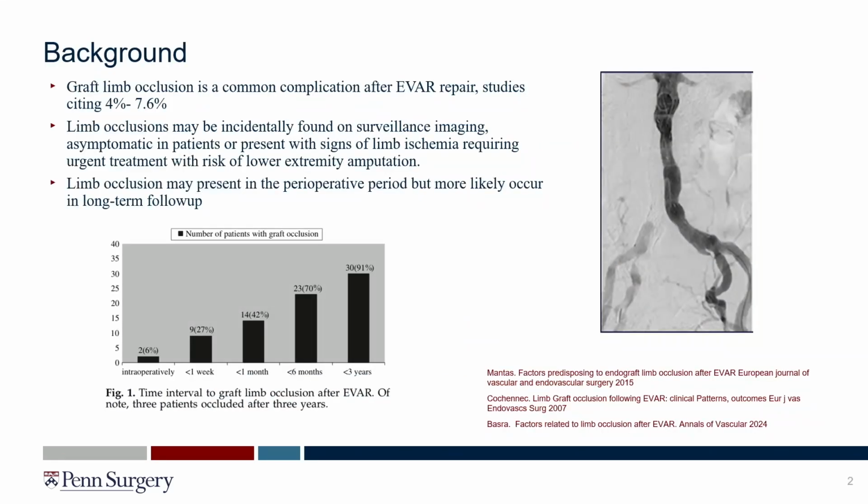So graft limb occlusion is a common complication after EVAR repair, with studies citing rates as high as 7.6% in their cohorts. Patients may be asymptomatic and might be incidentally found on surveillance imaging, but most patients present with symptoms of claudication and, most concerning, signs of limb ischemia requiring urgent treatment, with the risk of lower extremity amputations. Limb occlusions may present in the perioperative period, but as you can see in this graph, they are most likely to occur in the long-term follow-up.